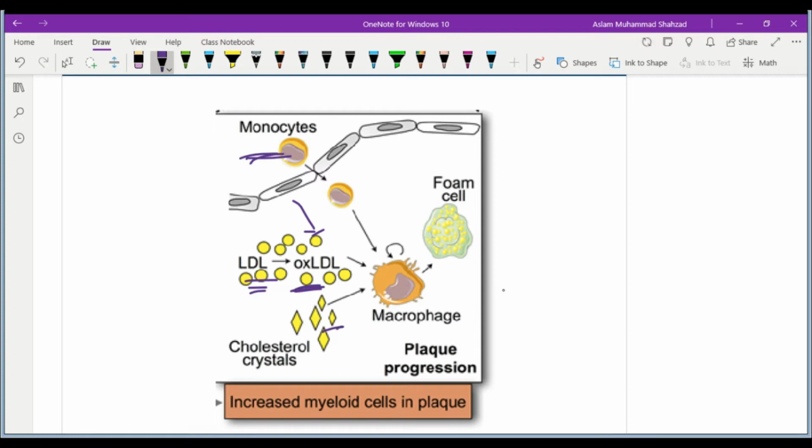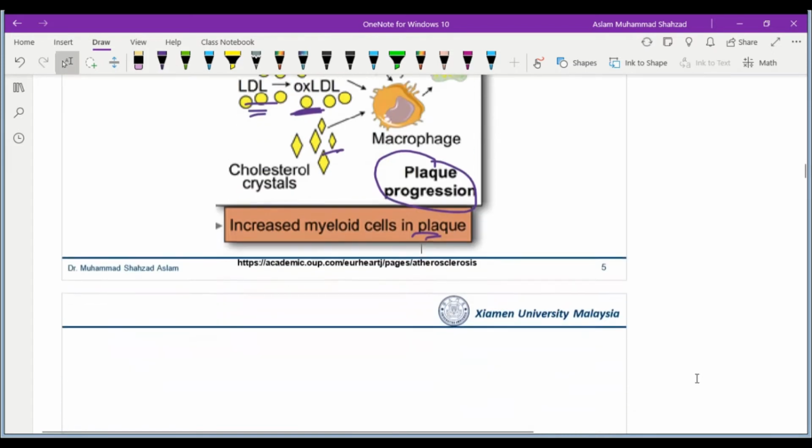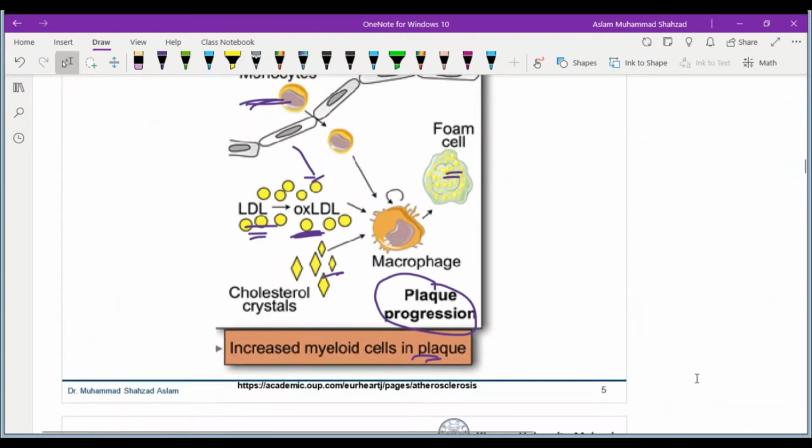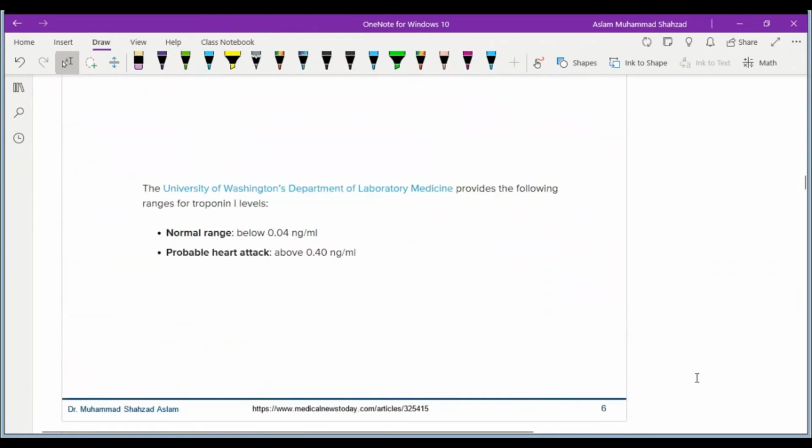Keep in mind that we have cholesterol inside the cell, and LDL is also one of the sections of the cholesterol. There is an increase of the myeloid cells in the plaque, and that results in the progression of the plaque. So we need to understand the process, and that is actually responsible for atherosclerosis. That is what is going on in this case.